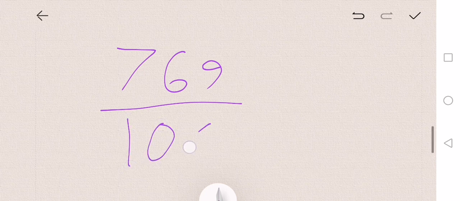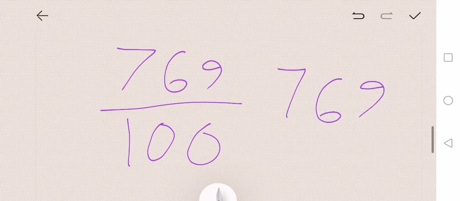So now if the number is 769 and it's divided by 100, exactly the same logic. Write down the number first, two zeros, just ignore the two numbers and put a dot in here. So the same thing.